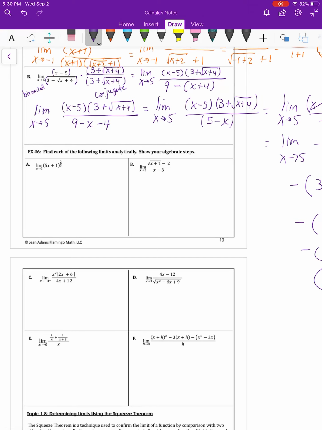Okay, number 6. Find each of the following limits analytically and show your algebraic steps. Okay, so now for this one, we have the limit as x approaches 3. I could actually just go ahead. I don't know why I'm rewriting this. I could have just gone ahead and done substitution right here like that. 15 plus 1 is 16. So now, can we take the cube root of 16? This is going to be 16 to the 2/3 power, right?